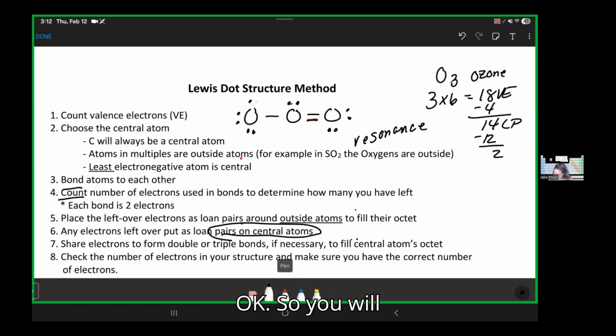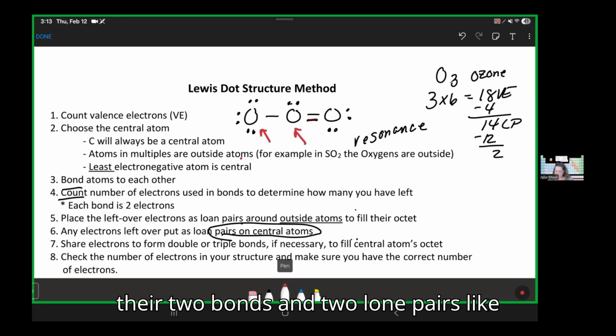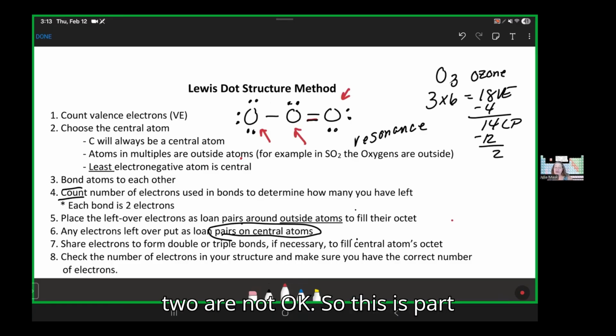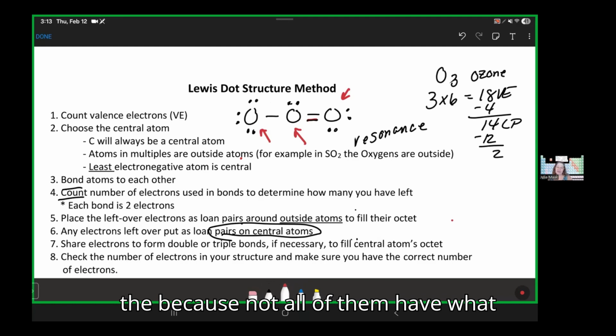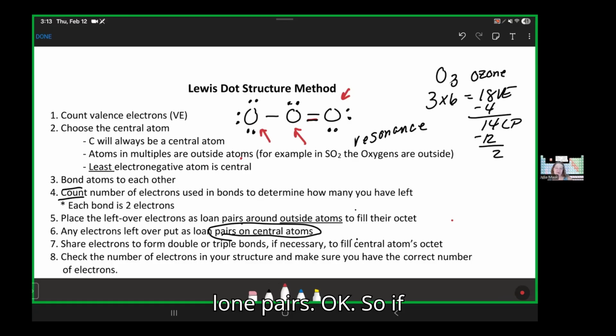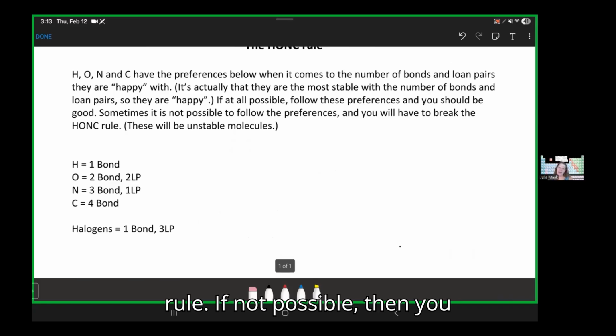Okay, so you will notice that these 2 oxygens don't have their 2 bonds and 2 lone pairs like they like. This one's happy, but the other 2 are not. So this is part of why ozone is so dangerous, is because not all of them have what they want, the 2 bonds and 2 lone pairs. So if at all possible, follow that honk rule. If not possible, then you just can't follow it.